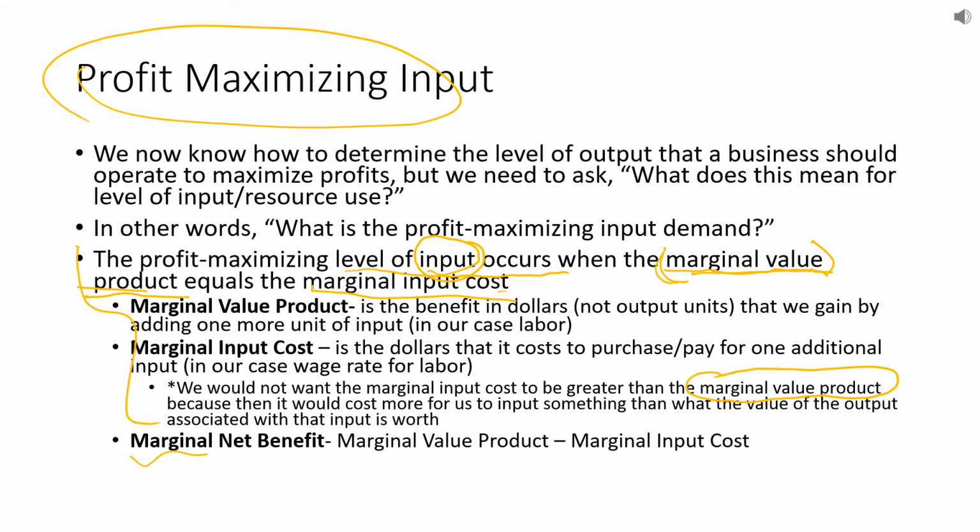And then we can also calculate something called the marginal net benefit, which is just the difference between the two, the marginal value product minus the marginal input cost.